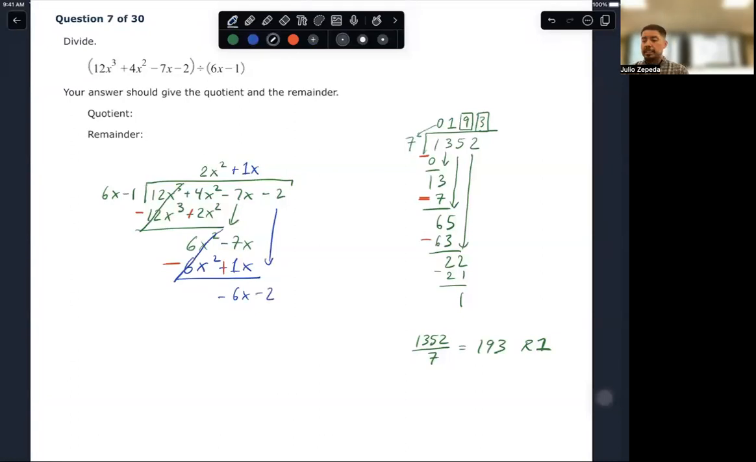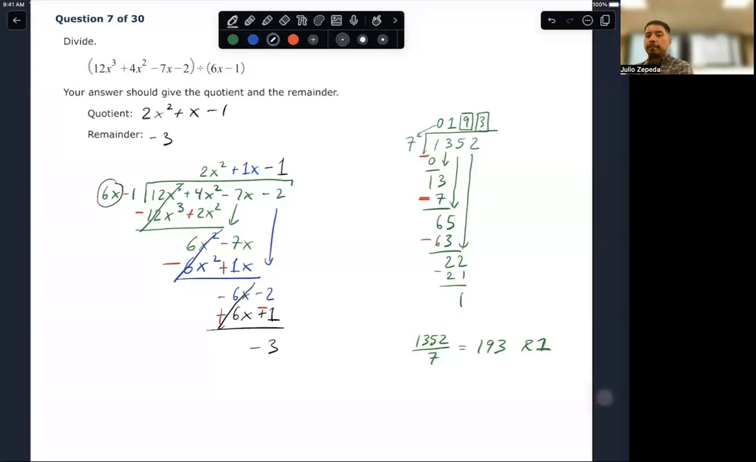And now what do we multiply 6x by to get -6x? Not 1, -1. Yeah. -1 times 6x is -6x. -1 times -1 is +1. And then we subtract these terms. We subtract, so that would change the signs. I'm just going to put a minus sign above that one. -6x plus 6x cancel, and -2 minus 1 is -3. So our quotient is 2x squared plus x minus 1. Our remainder is -3.